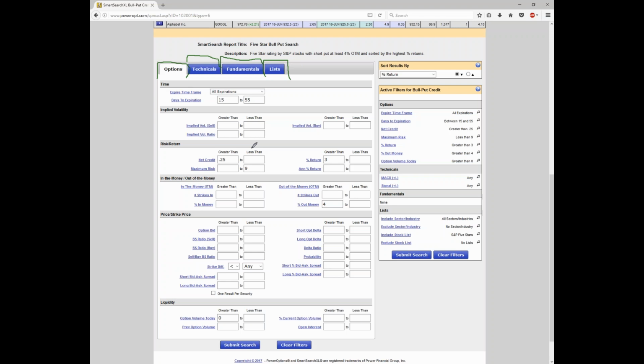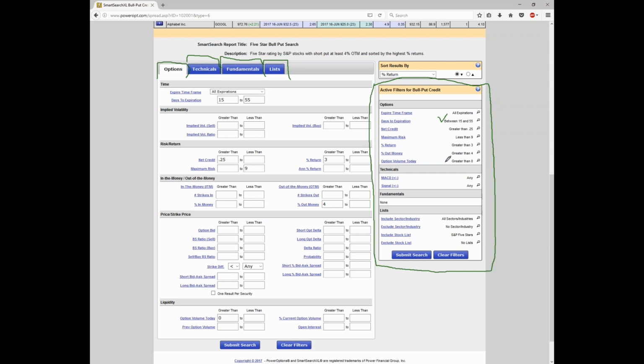But what did this sample search do for us? Anytime you open a default search in a given strategy or a sample search, the exact criteria that are being used in each category are shown right over here on the right-hand side. So for this 5-star search, bull put credit spreads, we're looking for positions that are 15 to 55 days out in time. Why are we not using weeklies?